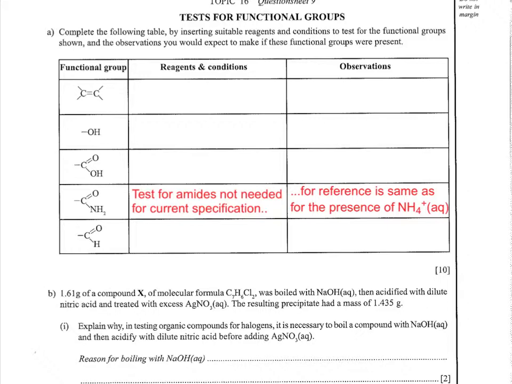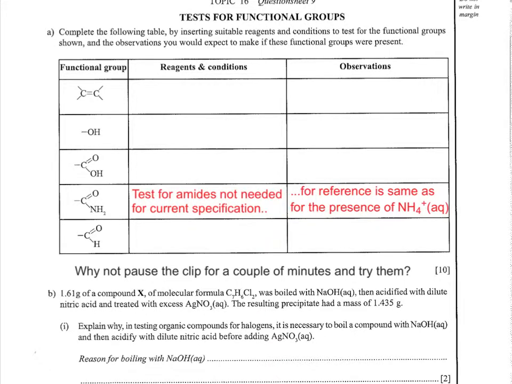This is a slightly off-specification question sheet. It may be needed for other specifications, but for our current specification, OCR-A, it's not needed at this time. But for reference, it's pretty much the same as the test for the presence of NH4+. So we use aqueous sodium hydroxide, warm it a little bit, and test for the evolution of ammonia gas by using a damp red piece of litmus paper or universal indicator paper.